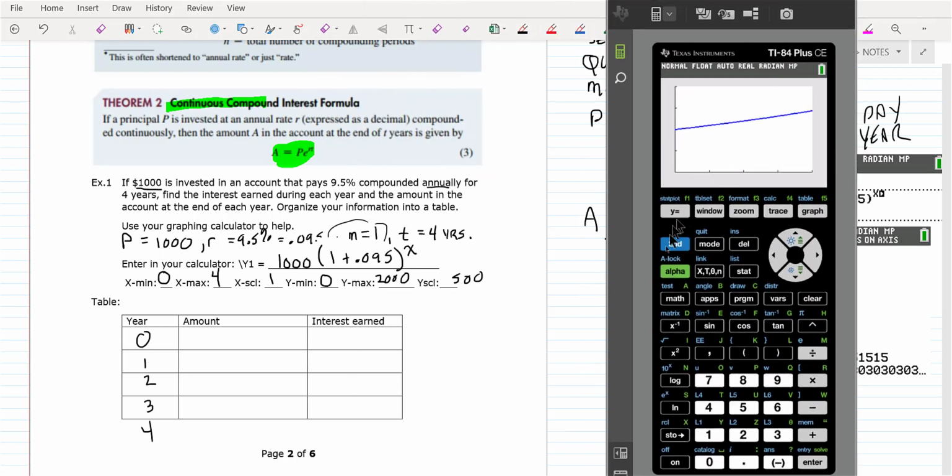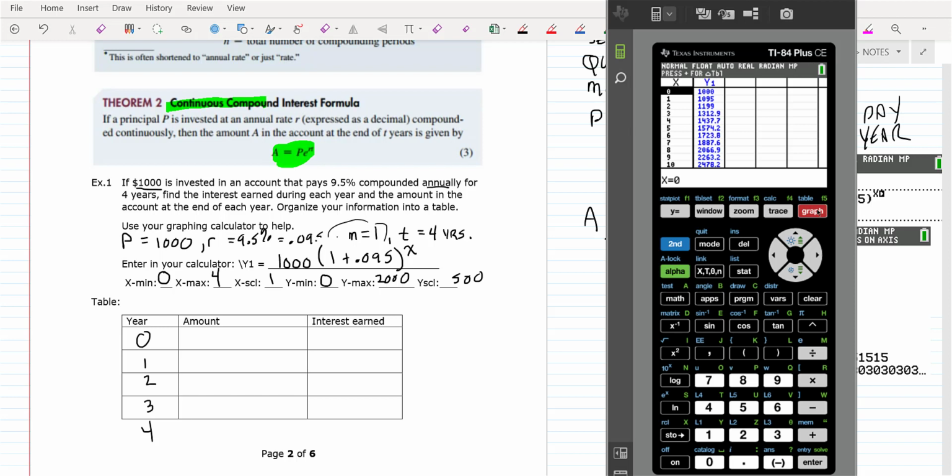Okay, so what you can do next is go second graph to get the table of values to come up. And then we're just going to record these values right here. You should be able to see them on your calculator. The initial, of course, we start with $1,000. At the end of the first year, we're up to $1,095. At the end of the second year, we're up to $1,199. At the end of the third year, we're at $1,312.90. And at the end of the fourth year, we're all the way up to $1,437.70. Okay, like that.